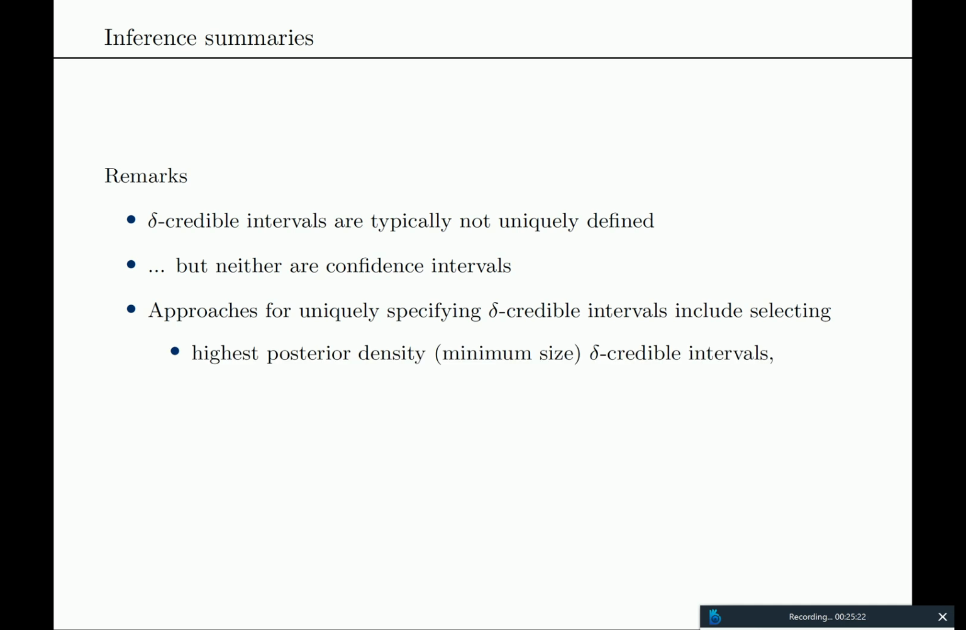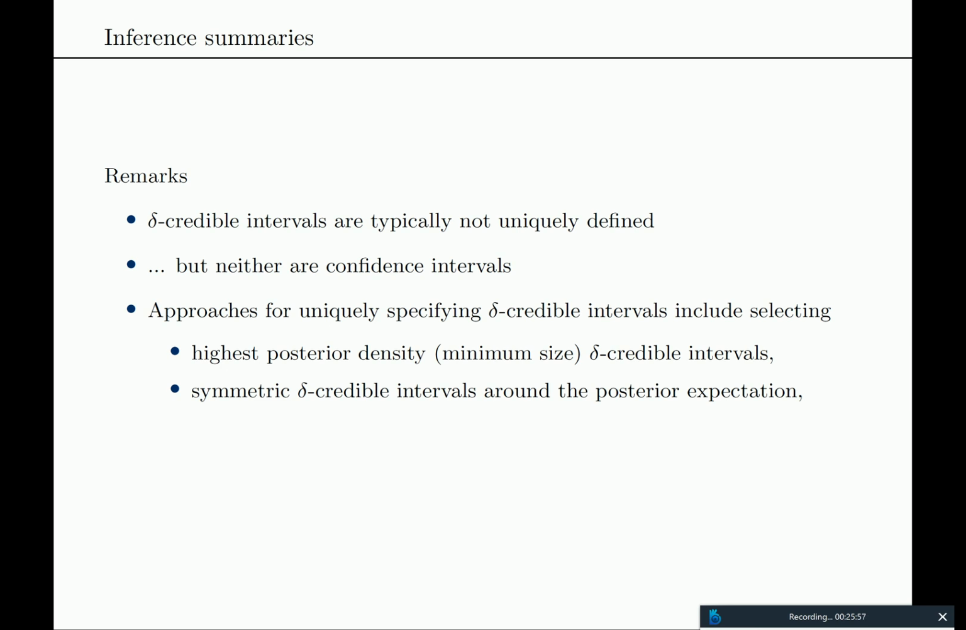So you can try to find the minimum size delta credible interval, so basically play around with the interval boundaries until it's as small as possible over the entire space, but has 95% of the probability mass. You can do symmetric credible intervals about the posterior expectation, so that you have, how much? 42.5 on each side of the posterior expectation.